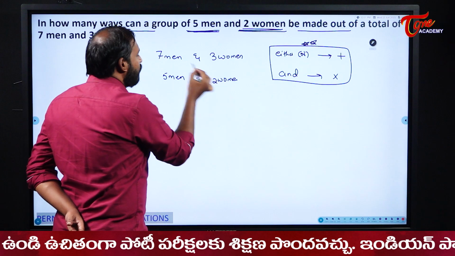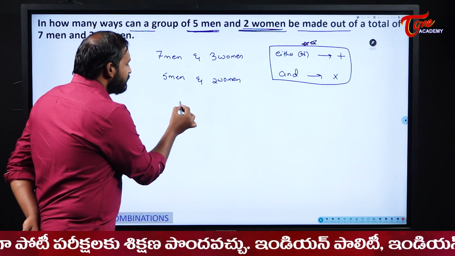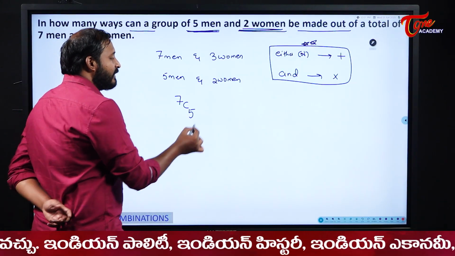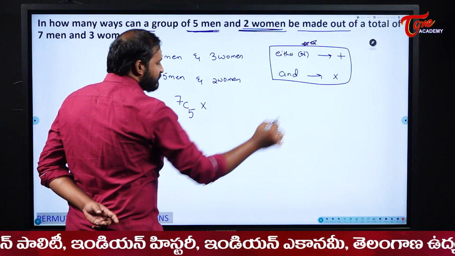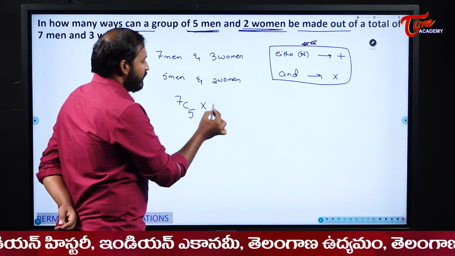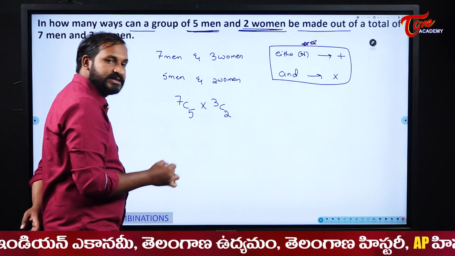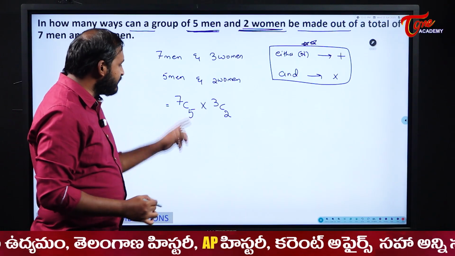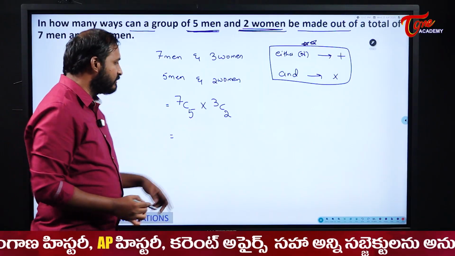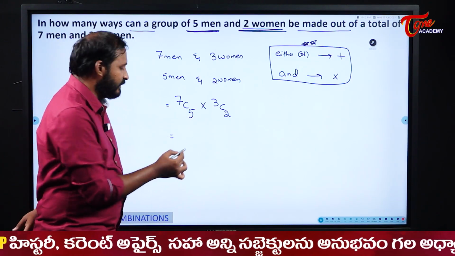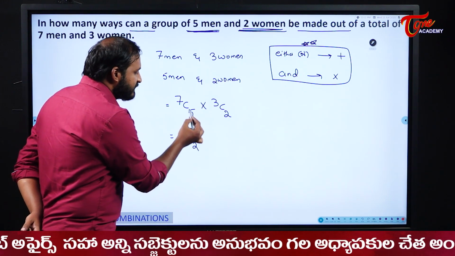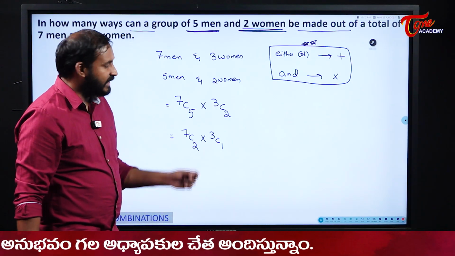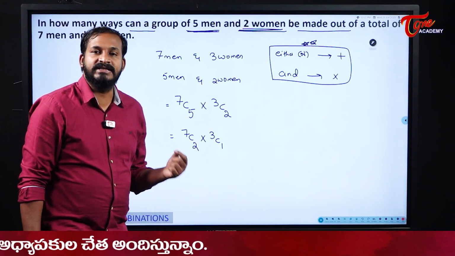Now tell me, from 7 men how can I select 5 men? I can select them in 7C5 ways. Out of 7 I need to select 5. 7C5, and means what? Into. From 3 women I need to choose 2 women. So that is 3C2. We already know I can write 7C5 as 7C2. Is it correct or not? Why? Because 7 minus 5 is 2. So I can write that as 7C2. I am writing 7C5 as 7C2 into 3C2. I can write it as 3C1, because 3 minus 2 is 1.